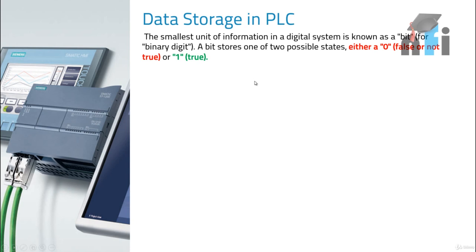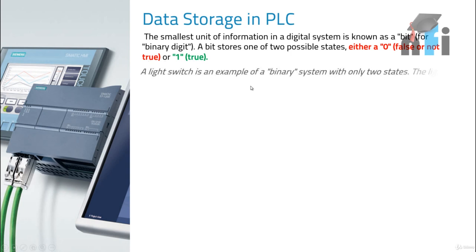Now data storage means how you can store the information in PLC and how the PLC processes the data in its memory. So we know that the single smallest bit of information is a bit, which is a binary digit. It has only two states, either 0, which means false or not true, or 1, which is true. Okay, so let's see the structure.